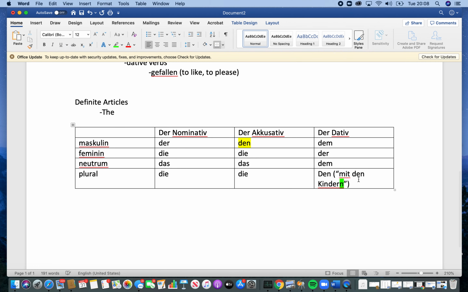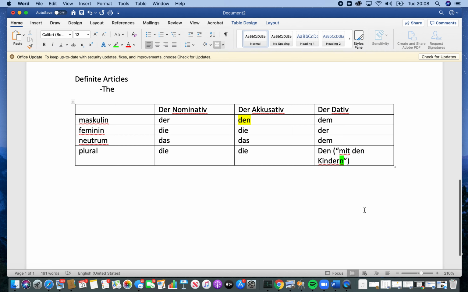The good news about the dative is that if you're not sure if a noun is masculine or neuter, you can use it in the dative without worrying too much. We have dem and dem. So those are our definite articles. At this point, we can move on to the indefinite articles.